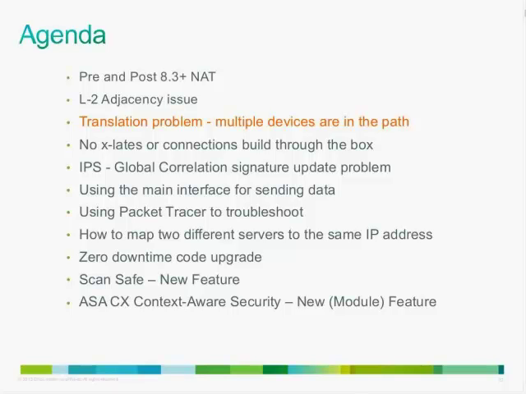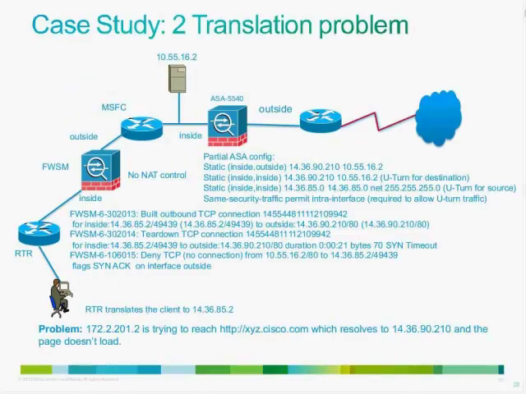The next problem is a very interesting one. This was a translation problem, and many devices were in the path. The problem is the very last line that I listed. The PC, the guy sitting here at the bottom, 192.172.20.12, is trying to load a website, let's say xyz.cisco.com. When he puts that name in the browser, it resolves to 14.36.90.210, and the page simply doesn't load. That is the whole problem that was presented to us.